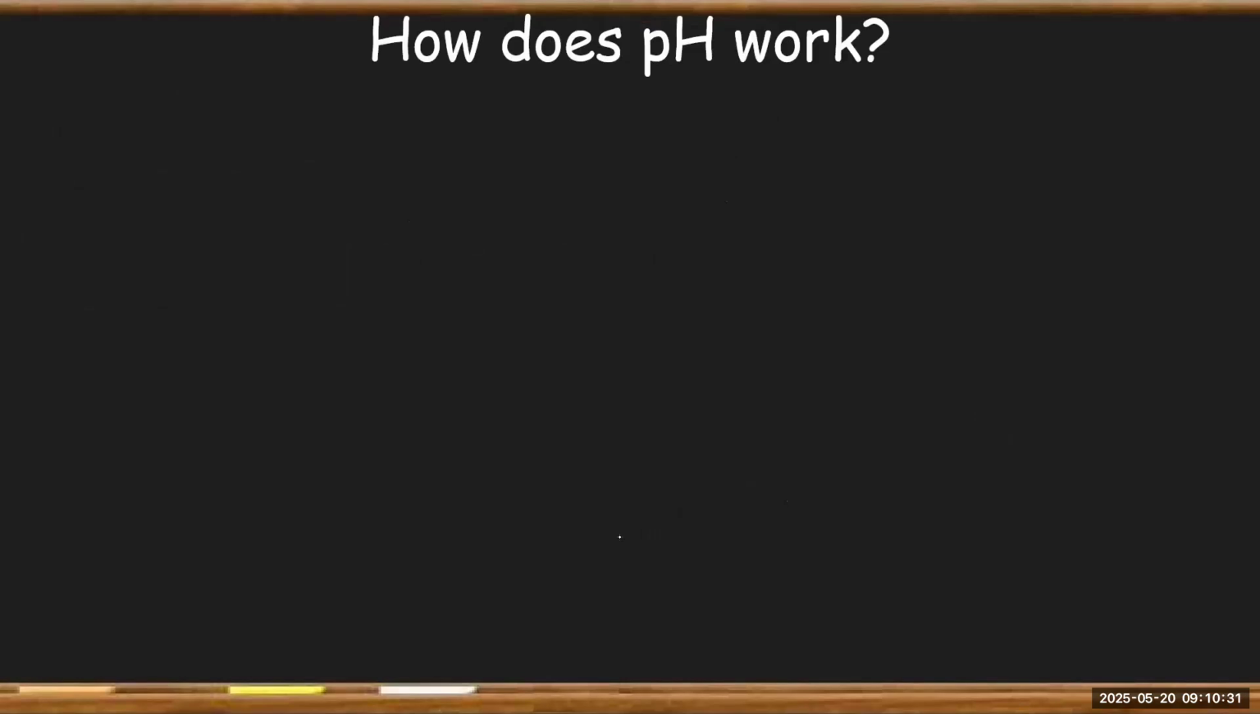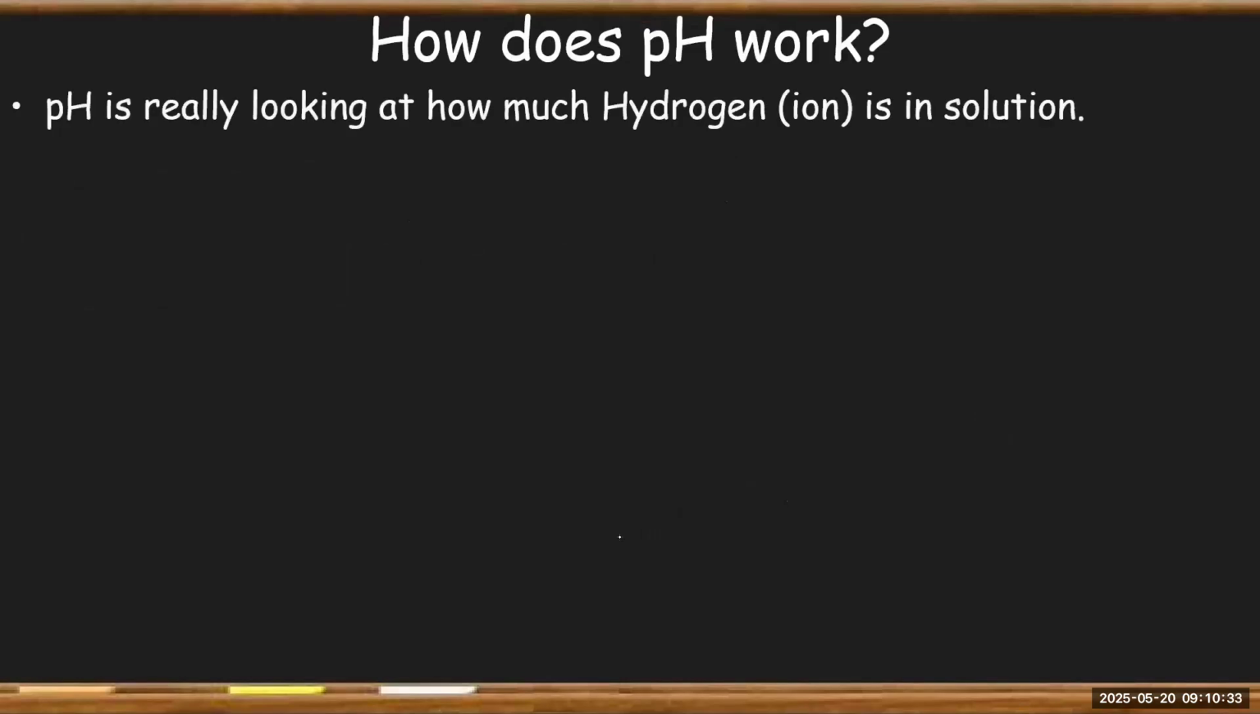Now, how does pH work? pH is really looking at how much hydrogen ion is in a solution, okay? Why did I put it in brackets? It's hydrogen ion. It's actually power of hydrogen ion, not hydrogen, right? If you read that hardcover textbook that I gave you, I think they say power of hydrogen, but actually pH is power of hydrogen ion, which is H+.